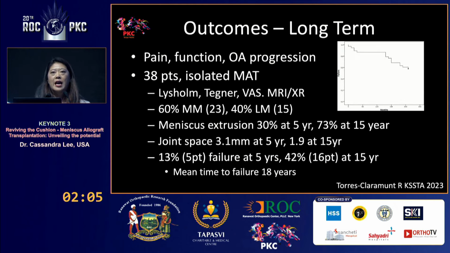So we know that this is probably how the meniscus degenerates over time. Joint space also narrows significantly; by about 15 years, you're only at about 2 millimeters. So that is our osteoarthritis. The mean time to failure is about 18 years for a meniscus transplant according to this study.